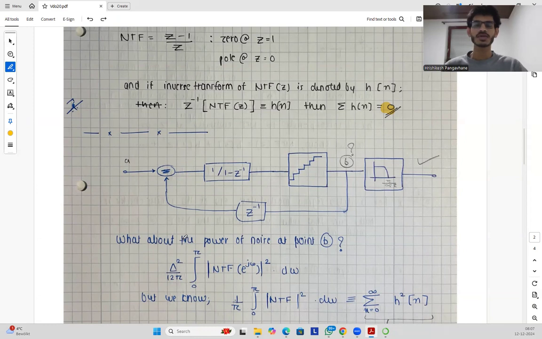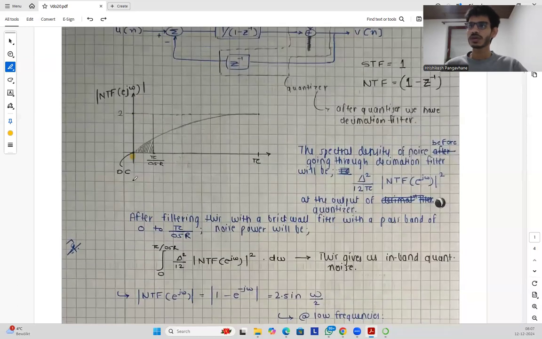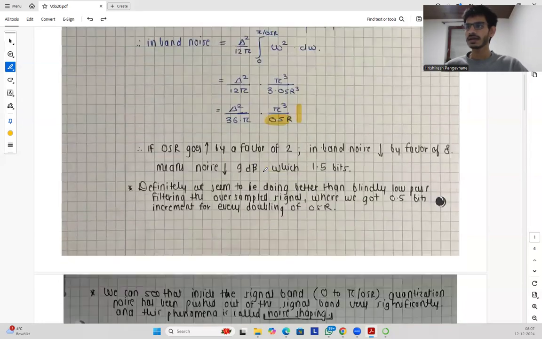So we have delta squared by 12 pi, and then we have the magnitude of the noise. We have derived this over here also. We talked about 0 to pi by OSR, so we integrated this noise. So what about this complete noise at this stage?